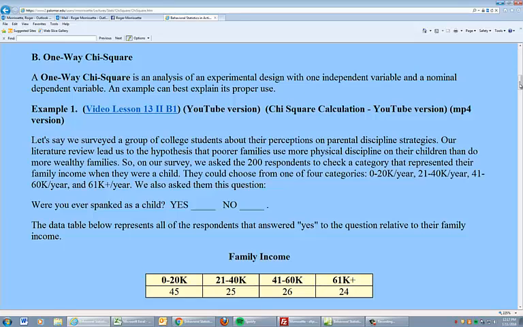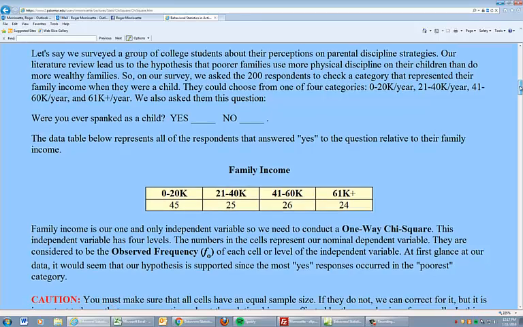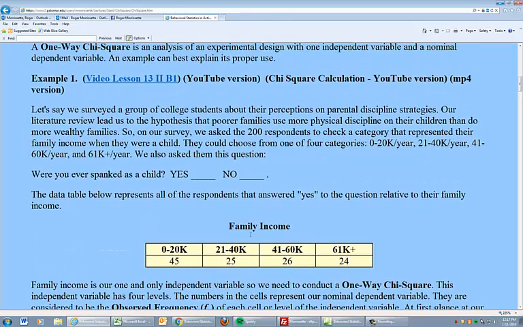And please rest assured that on the exam, you may be given an example question that is very similar to one of these 2 types. Or it'll be a 2-way chi-square, which actually is a little easier to conduct. But first, a one-way chi-square, one-way meaning there's only one independent variable. So here's our experiment. The hypothesis is about family income and spanking.